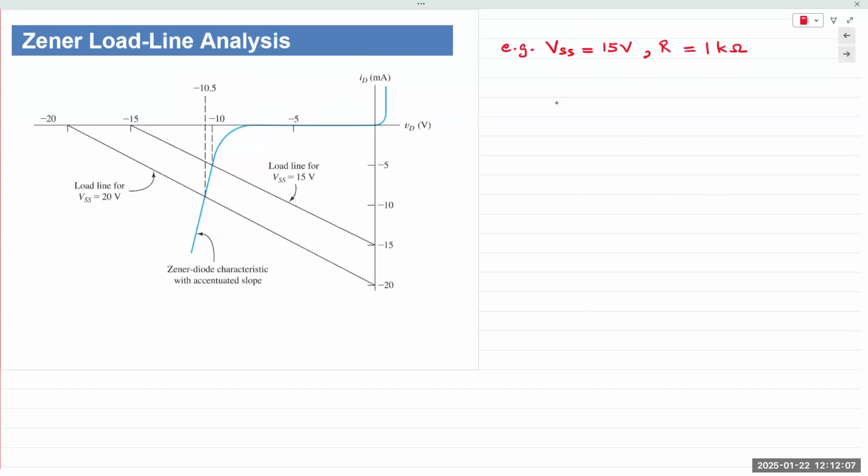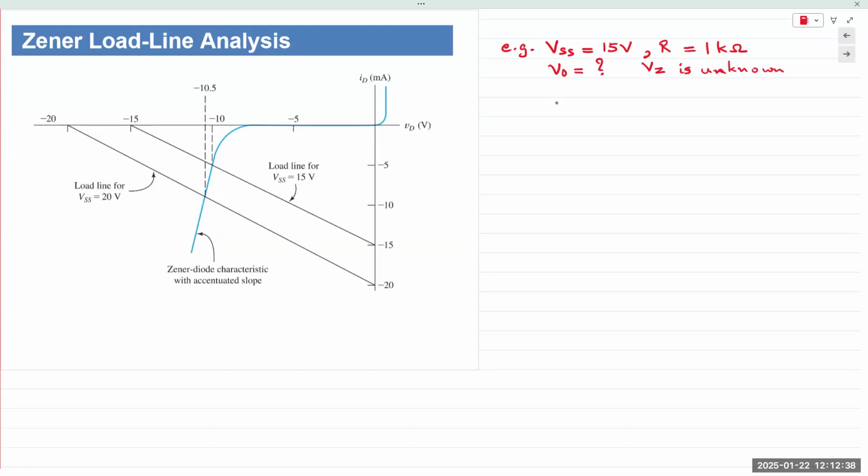R is 1 kilo ohm. Zener diode voltage VZ is not given to us. What is the output voltage V out? So V out is the question. VZ is unknown, and that is actually what we need to find, right? This is what we're trying to determine.